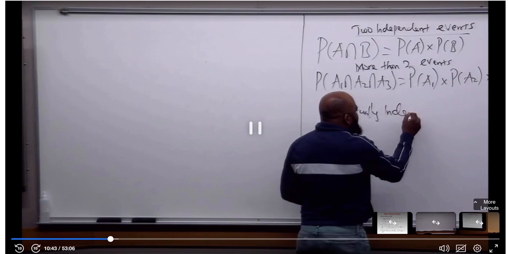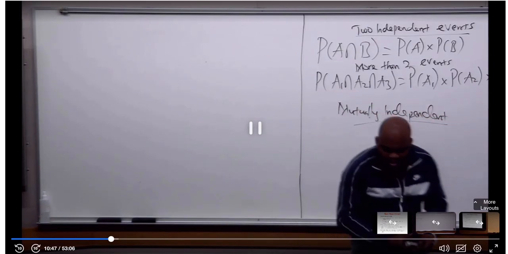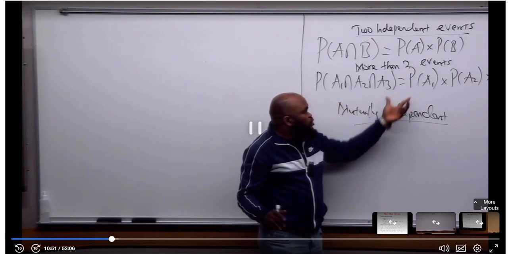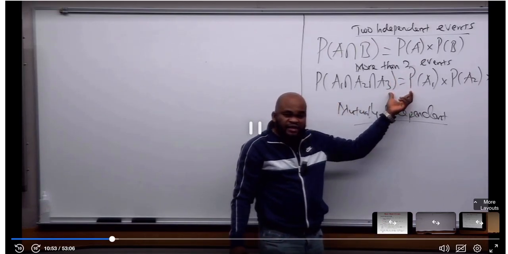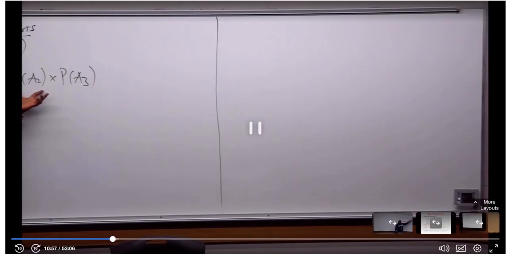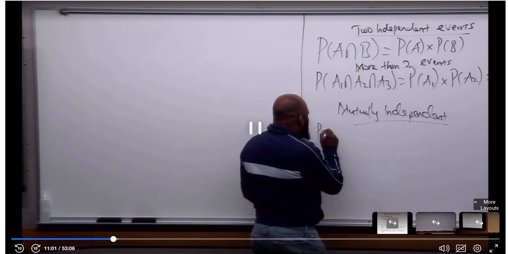Mutually independent. Okay. Now you're actually going to see what I mean by mutually independent, for instance, for three events. For three events to be mutually independent, this must hold. Not only that, this must also be independent. This must also hold.